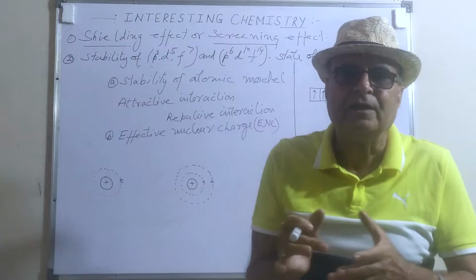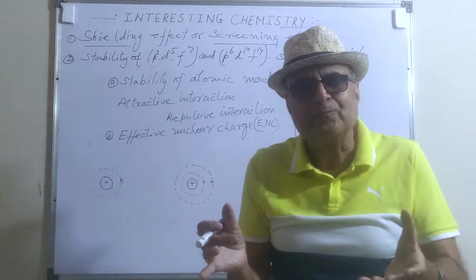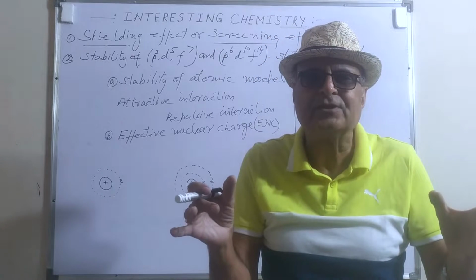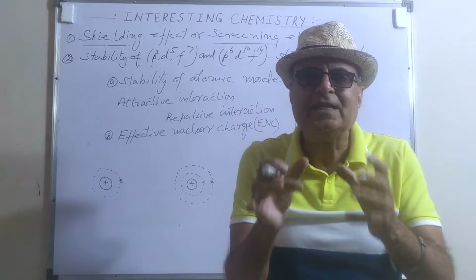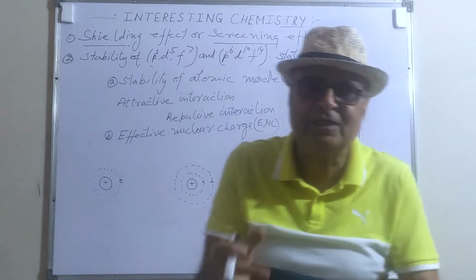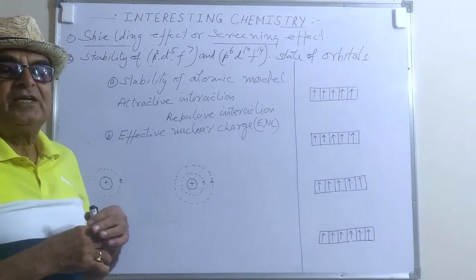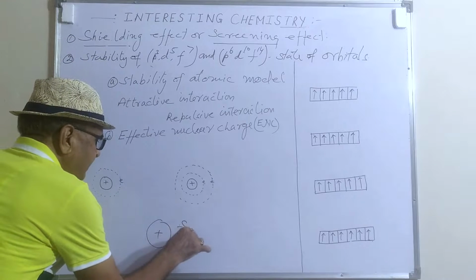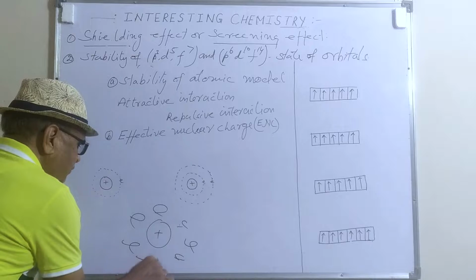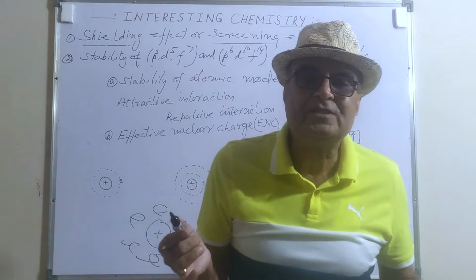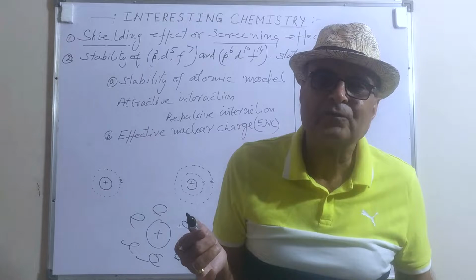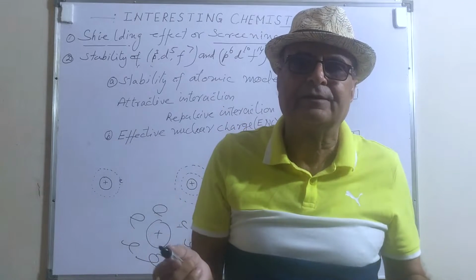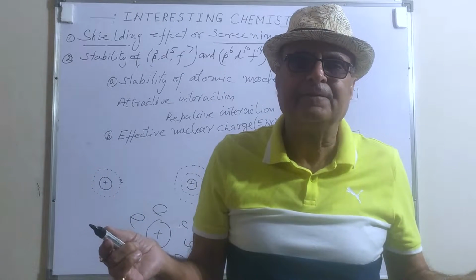But except hydrogen, all the elements have multi-electron atoms. So in multi-electron atoms, we see there are so many electrons around the nucleus. Each electron is negatively charged. So you know that each electron will repel the others.